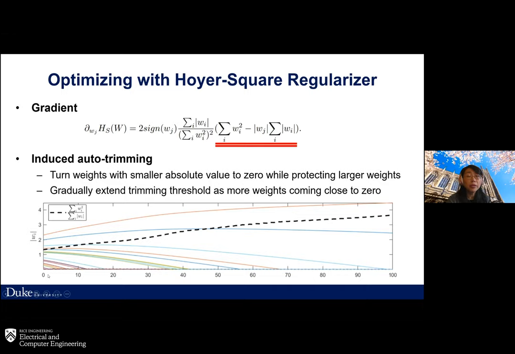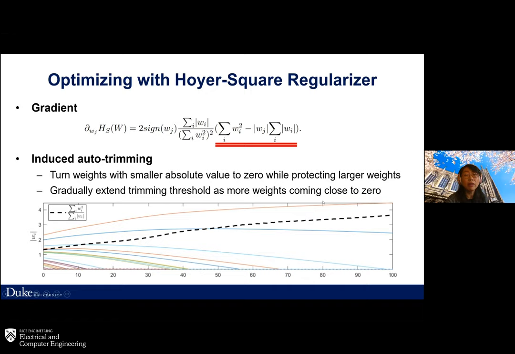On this figure, the x-axis is the training epoch, and the y-axis corresponds to the absolute value of the weight elements. Each colorful curve represents one randomly sampled weight. The dashed line represents the threshold we defined, which comes from this subtraction term. This gradient indicates that if the absolute value of the weight is smaller than this threshold, the group Hoyer regularizer will tend to scale it down, making it smaller and smaller. If it is bigger than the threshold, our regularizer will not affect this weight. So as you can see, the majority of weights smaller than the threshold are going to be zeroed, but the larger weights will be protected.